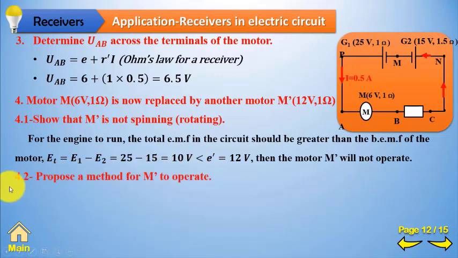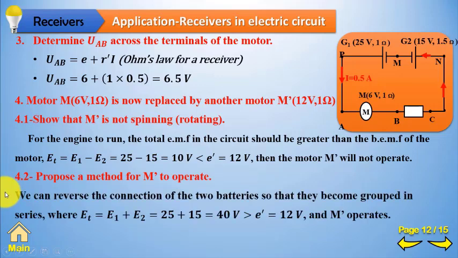Now you need to suggest or propose a method for M prime to operate. Simply, you can reverse the connection of the two batteries so that they become grouped in series, where the total electromotive force is equal to the addition of the electromotive forces of the two batteries, which gives us 40 volts, which is greater than the back electromotive force of the motor.